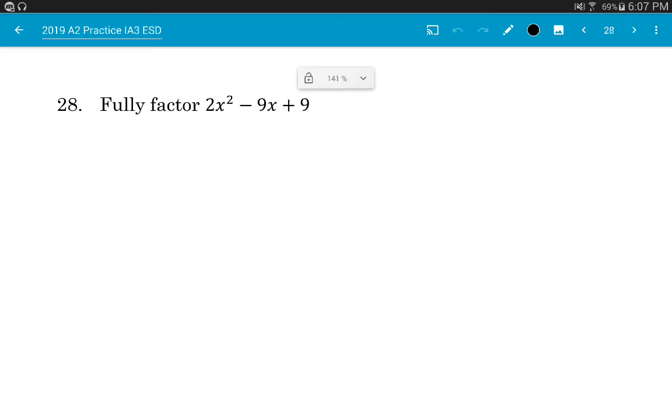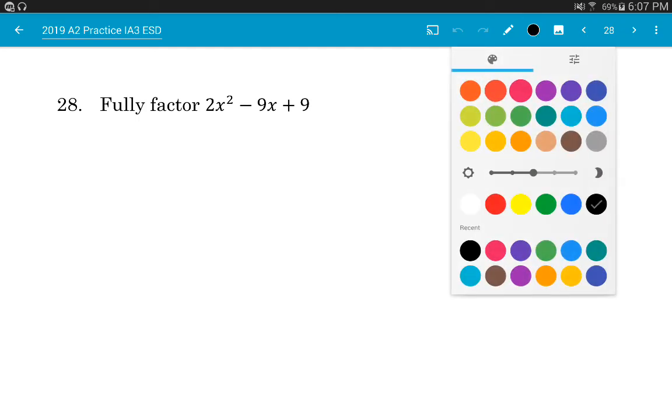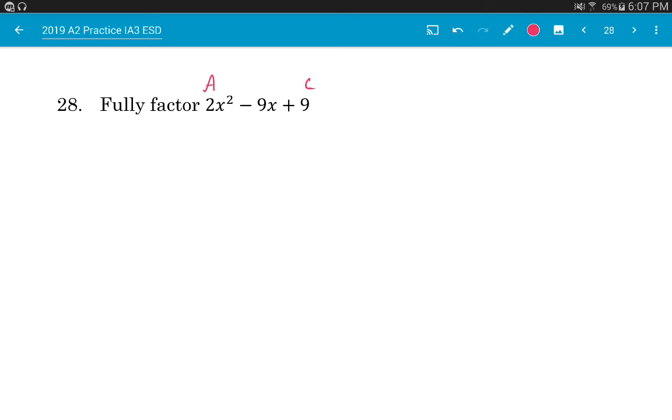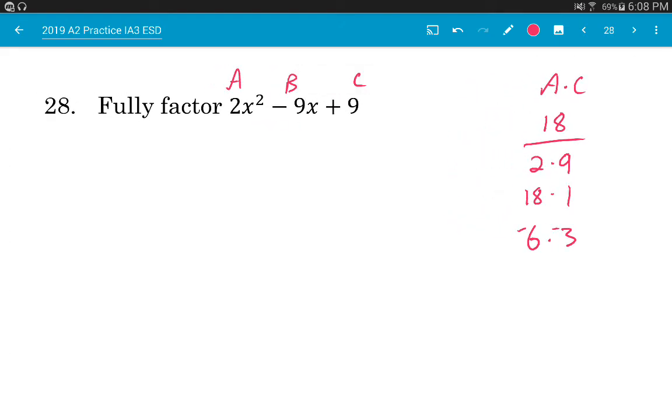28 says fully factor. Factoring this is definitely going to be A times C. Right, these are A, B, and C. So A times C, 2 times 9 is 18. Now let's find factors of 18. So that could be 2 times 9 or 18 times 1. And they should be able to add to 9. Neither of these work. Let me think. Oh, 6 and 3. 6 and 3. So if I make these both negative, they'll add to negative 9. Perfect.